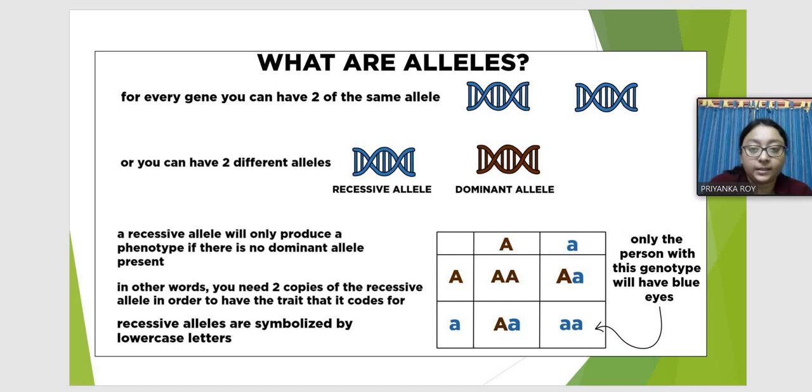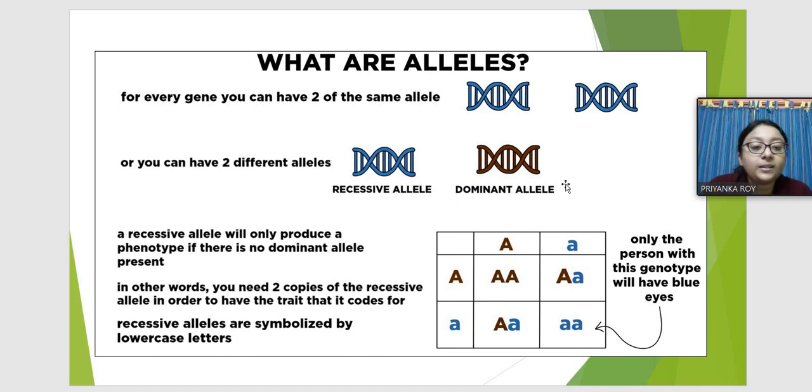First of all, alleles. So what are alleles basically? For every gene there is an alternative trait. Therefore, we can say that one gene can have two alleles. It can be two same alleles or two different alleles. When it is the same allele we call it homozygous, and when it is different we call it heterozygous. Alleles can be of two types, dominant allele and recessive allele.